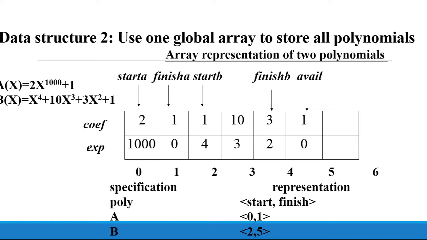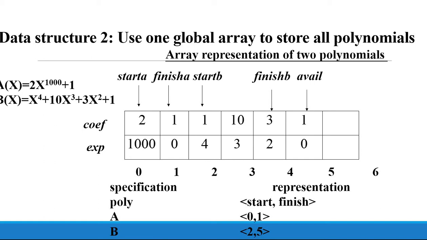So for each and every term, we are going to capture its coefficient and exponent and put it in the array. Then we will have a start A and a finish A. Similarly for polynomial B also, we will have start B and finish B, and the resultant polynomial D will be stored from the available location. There the free memory space will be pointed to by avail.